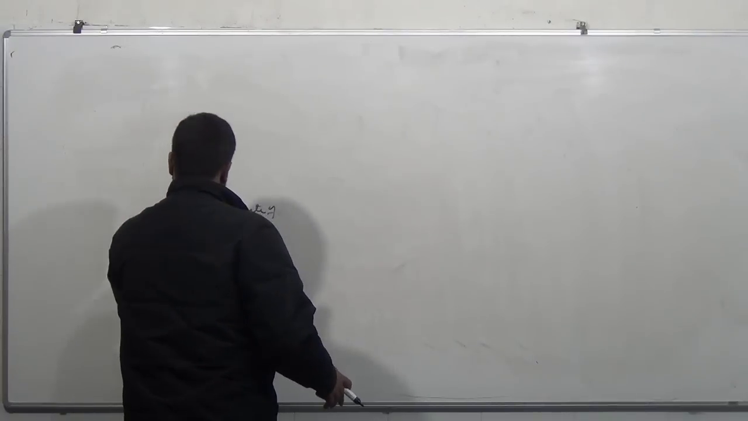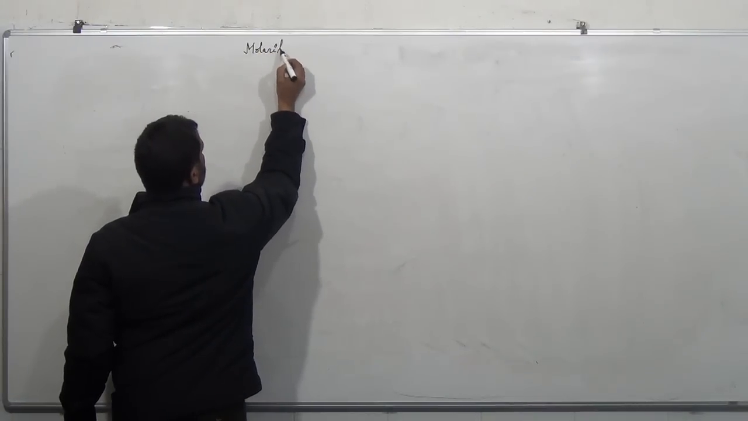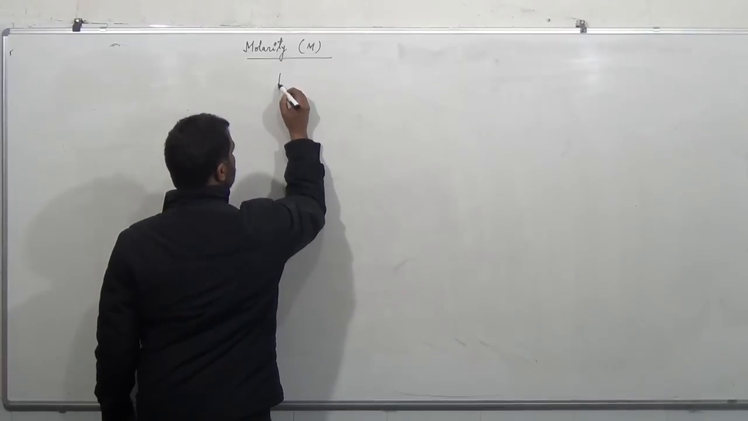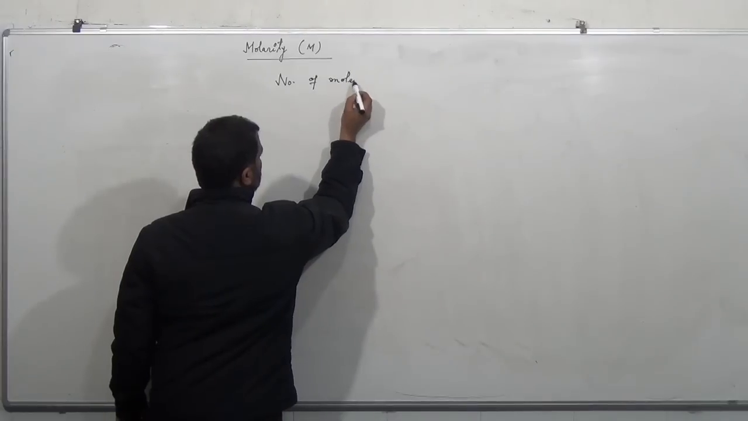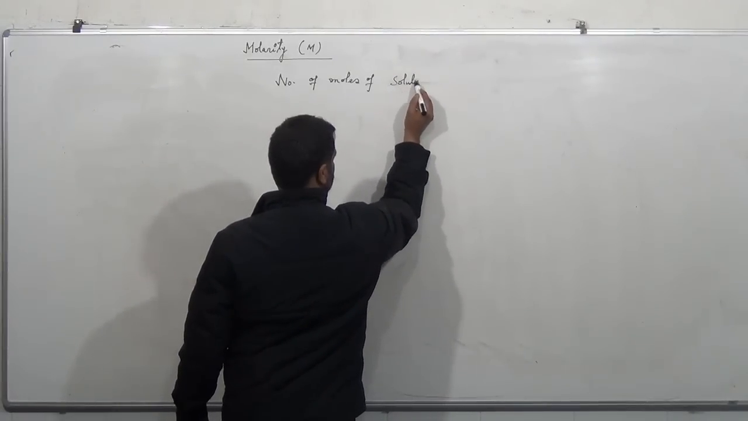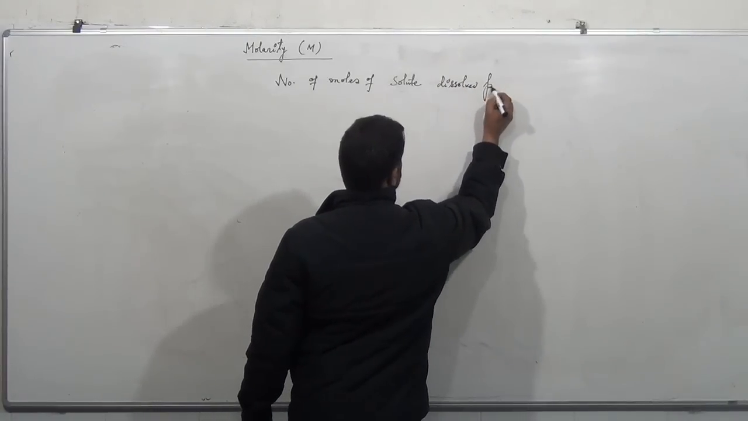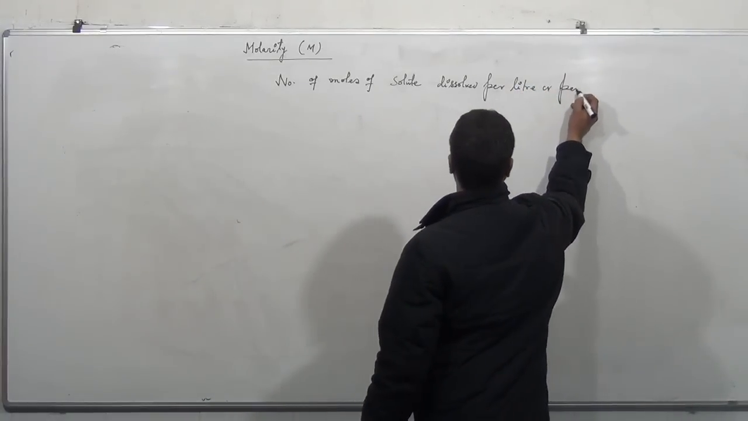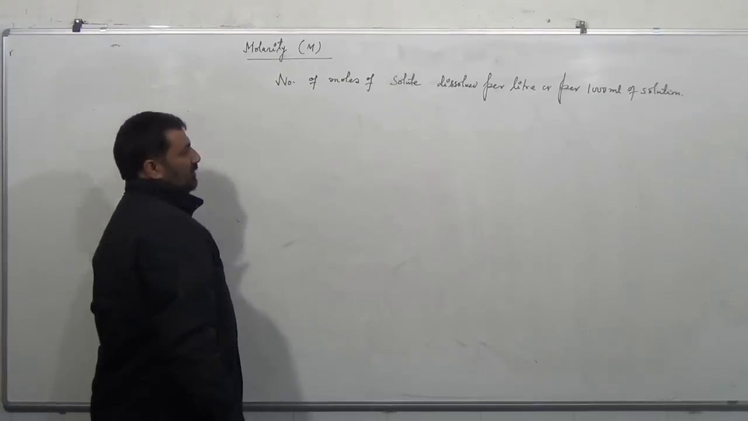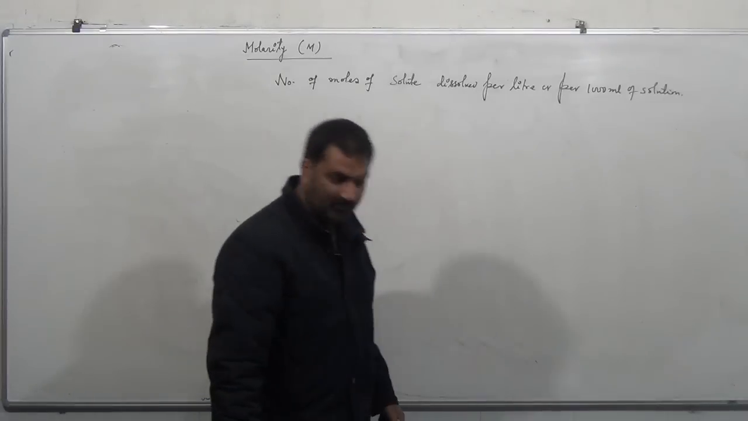Molarity. This molarity is denoted by capital M. It is the number of moles of solute dissolved per liter or per 1000 ml of solution.